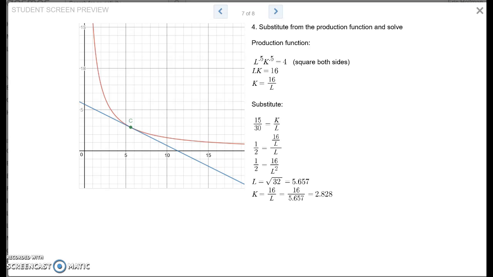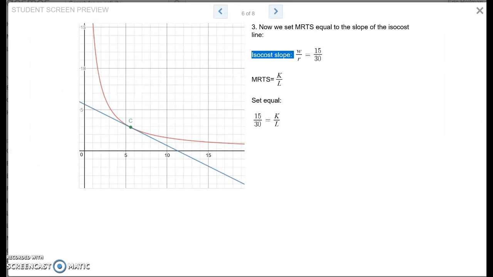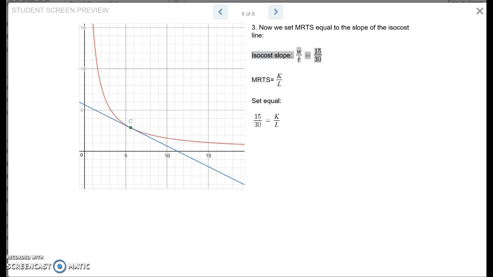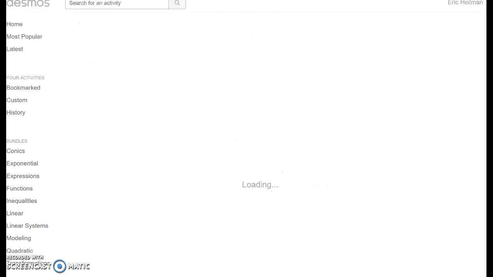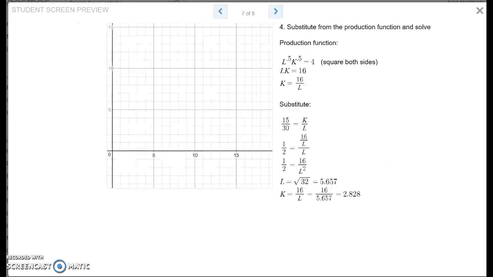So now I want to use the rule that we got here. I'm going to use that to substitute in. So if we simplify this, we get 1/2 equals K over L. 2K equals L. So I want to use that to substitute into our isoquant function, but I don't want to deal with the fractional exponents or the decimal exponents, if you want.